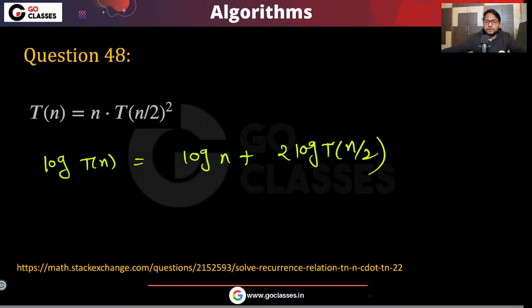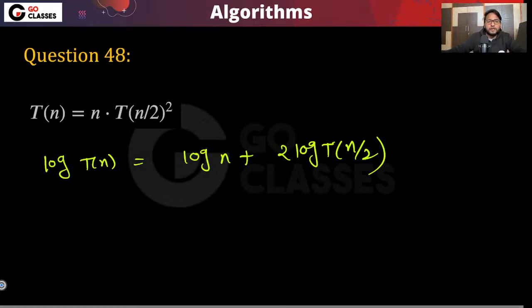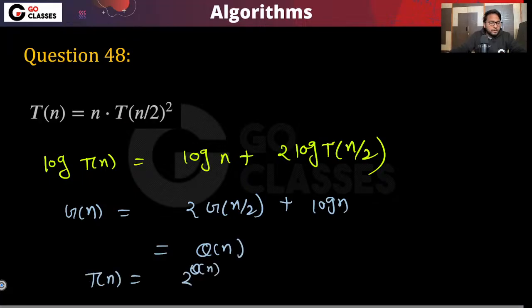Now what you need to do? Once you take the log, you can assume that to be some function. Let's suppose G(n) is nothing but 2G(n/2) plus log n. Now this will be n, I mean n power log base b of a, so it is theta of n. That's why T(n) will again be 2 power theta of n. Don't worry, generally they won't ask if the power is of the function, but if that is the case, you take the log first and then you solve it. Okay, cool.